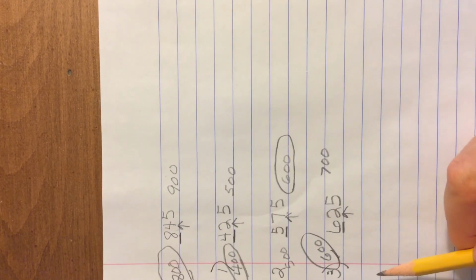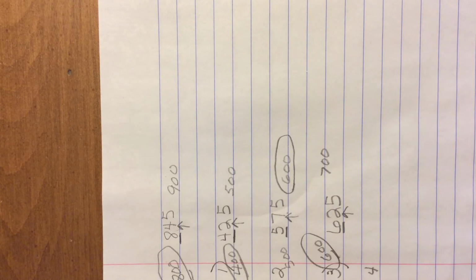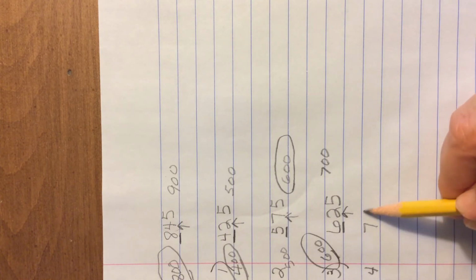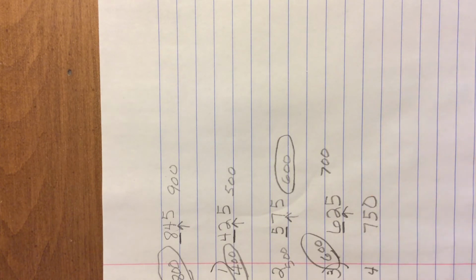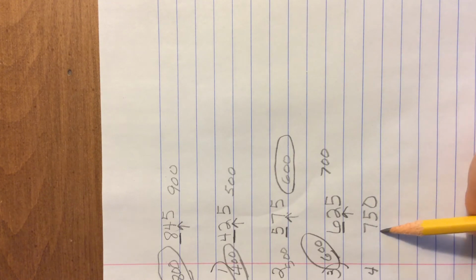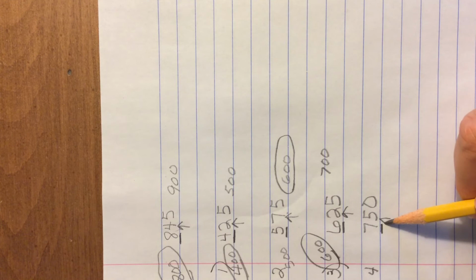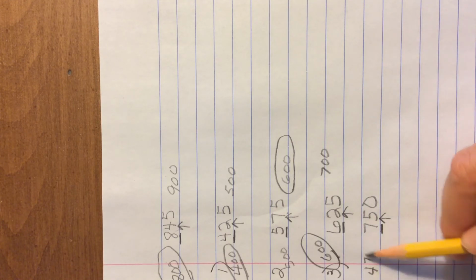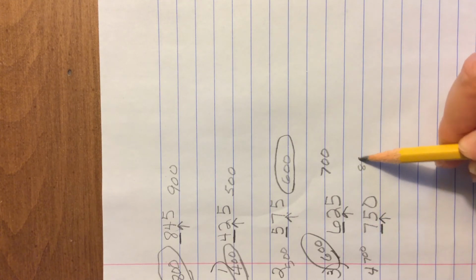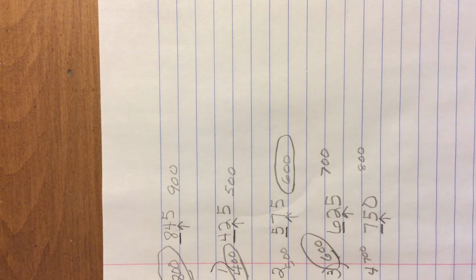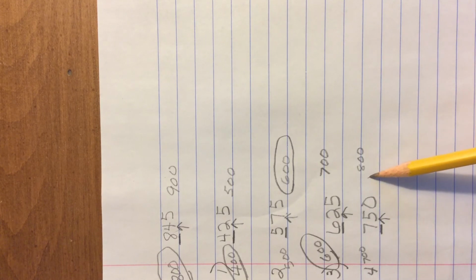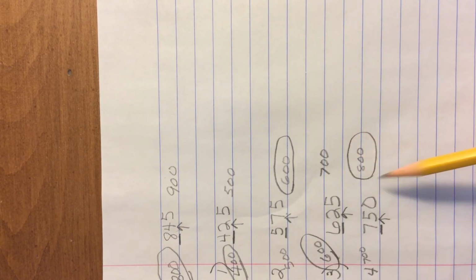Okay, let's do another one. Let's do number 4. 4 is 750. Uh-oh. Which one gets underlined? 7. Which one is going to tell us what to do? The 5. And our choices are 700 and 800. Remember, we just count by hundreds. And 5 is going to tell us what? 5 or more, increase the score. So it goes to 800.